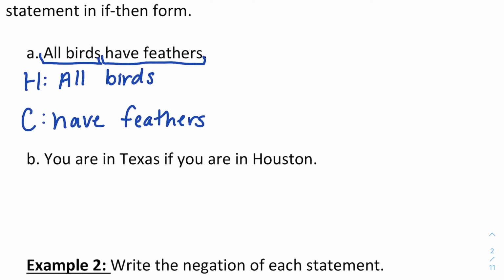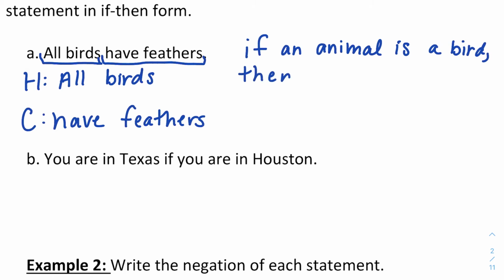Okay, so let's figure out how we can write our conditional statement here. I'm going to write my if first. So if, now all birds and then have feathers, that doesn't make sense. So if an animal is a bird, now we can write that conclusion. Then it has feathers.